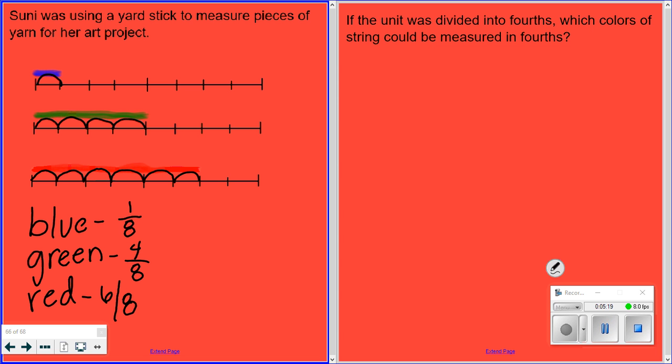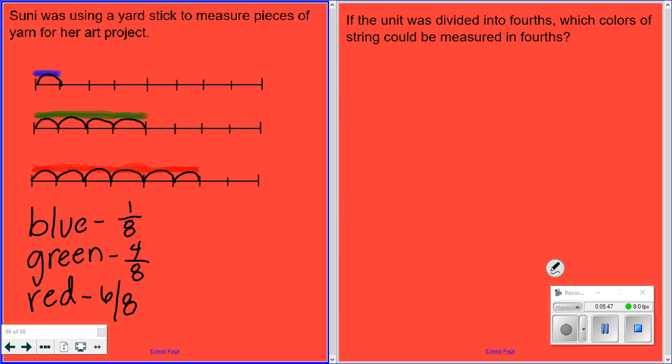So far, so good. Looking at part 2. Part 2 is asking you if it was cut into fourths. Is it cut into fourths right now? No. What is it cut into? Eighths, not fourths. But if it was cut into fourths, what would those fractions be?